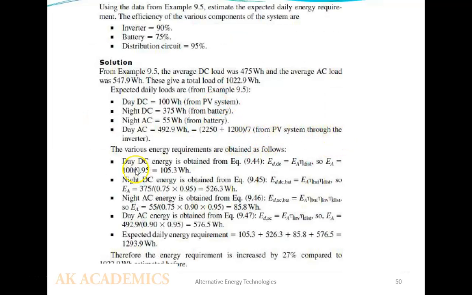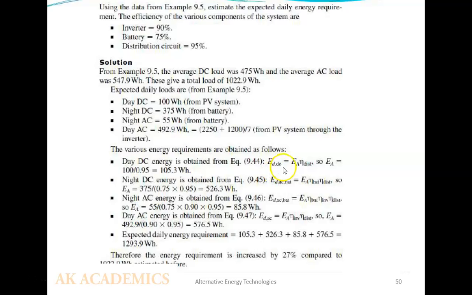The energy requirement will therefore be equal to, since it's a DC, the inverter efficiency is not going to matter here. And the battery efficiency is also not going to matter. We are obtaining DC directly from the PV and using it during the day. We are not taking from the battery or the inverter. So we're just going to use the distribution circuit efficiency to find the energy requirement.